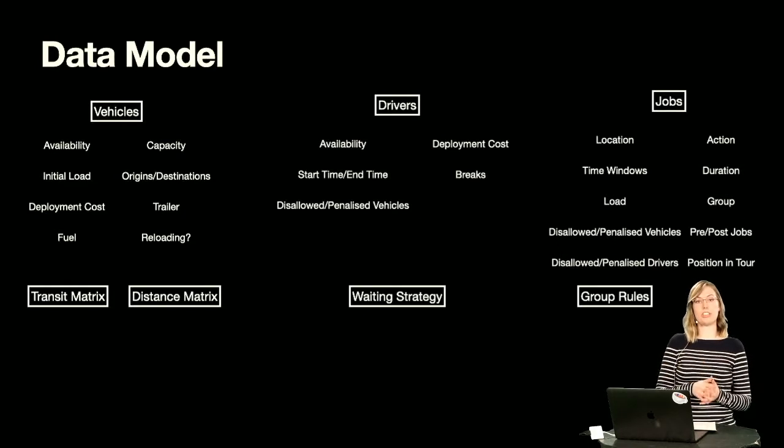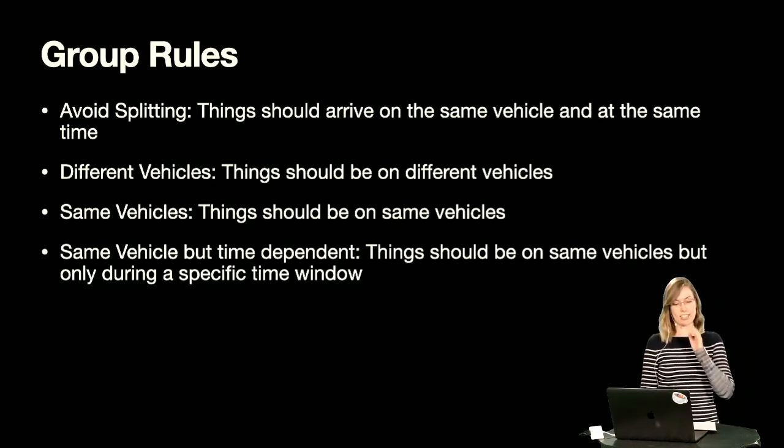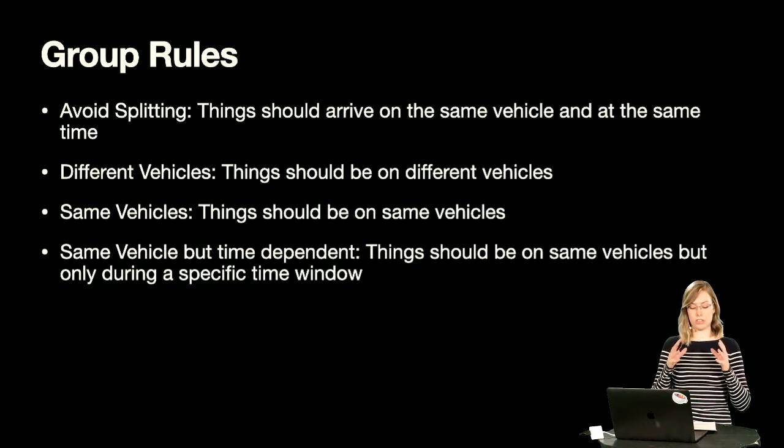What we can also do is create groups for jobs, and we have four different kinds of groups that we can put them in. They are called avoid splitting, different vehicles, same vehicles, and also same vehicles but time dependent. Some jobs, for example, should arrive at the same time, and you want them to be on the same vehicle and at the same stop. So you say, I don't want to split these jobs up across different vehicles. I want them all together.